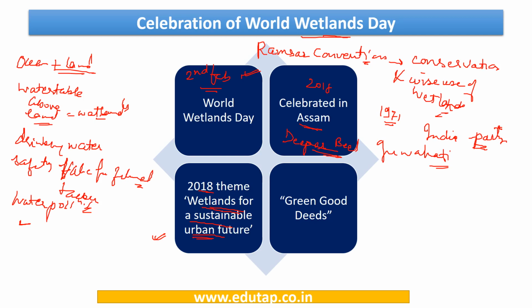selected, and therefore it asked the communities to protect and conserve the wetlands, especially in urban areas, and to protect them from any kind of encroachment, because if there is encroachment over the wetlands, they won't be able to perform their crucial functions, and ultimately this will affect the urban lifestyle and the people living in that area.